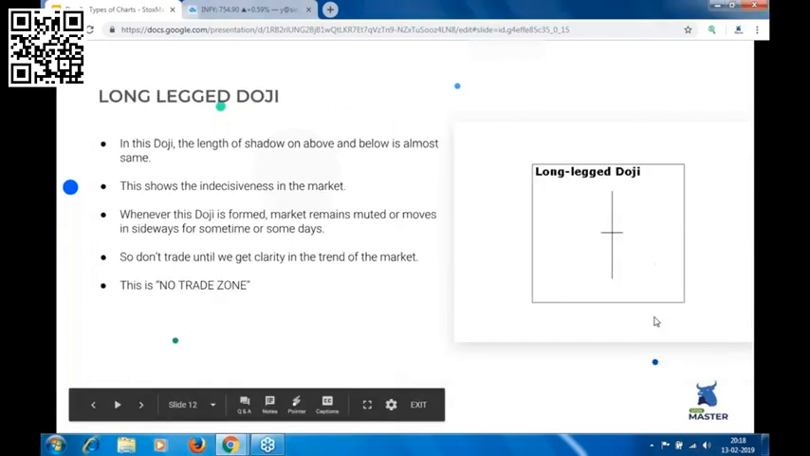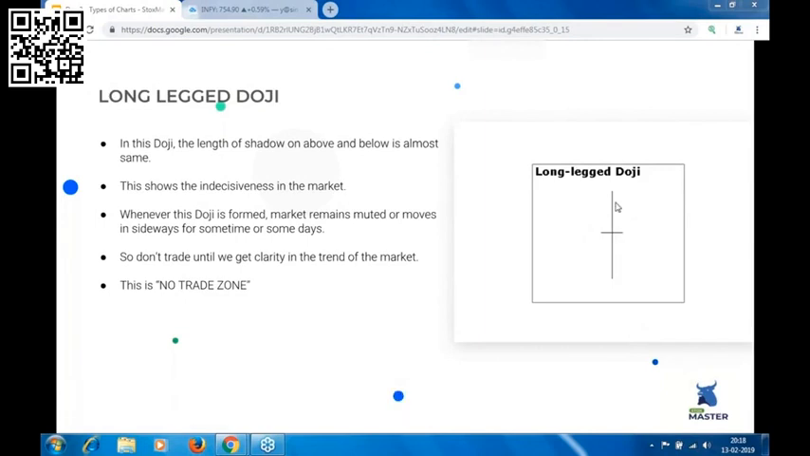Now long legged doji, basically it's a no trade zone. We don't trade whenever we see this kind of doji. Now the wick can be bigger in size, or we can see a smaller doji as well. In both cases we will trade only when we get a clear trend.